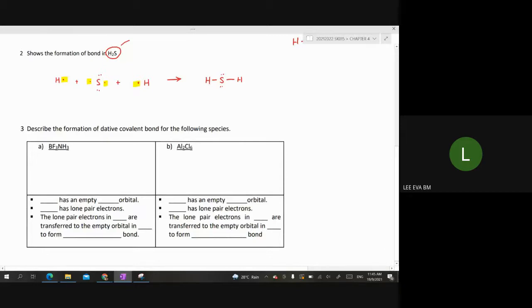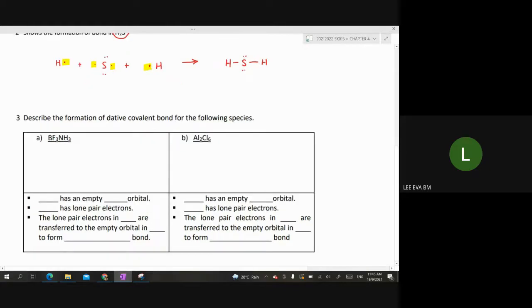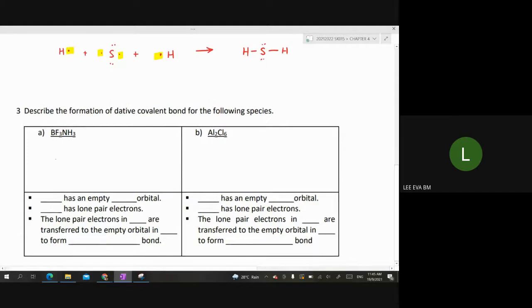Okay. So Madam try one example for the dative, yeah? Dative bond covalent for BF3 and NH3. So I give you the structure BF3. Your copy, yeah? Okay, this structure Madam will give you. So NH3 is like just now.